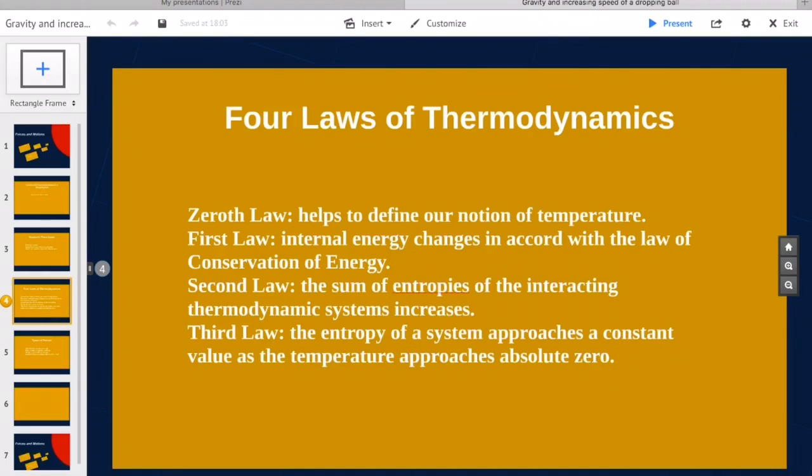So you might see a question on the second or third law, not as likely as the first law. If you do, remembering second or third law, think entropy. The second law has to do with sum. Third law, absolute zero.